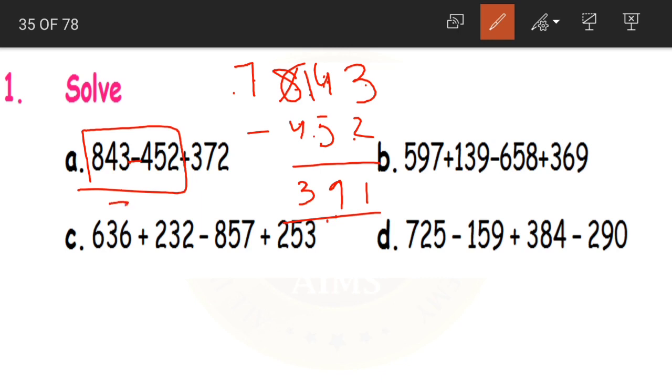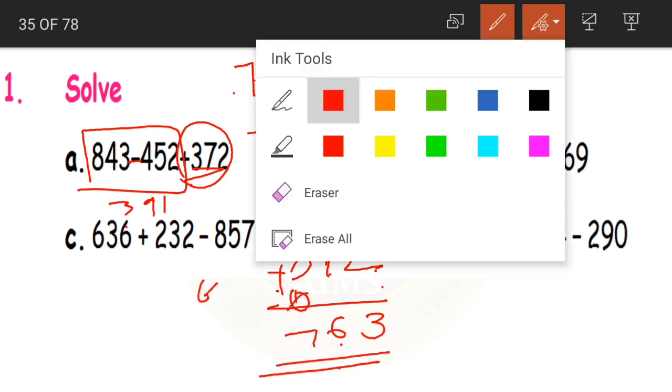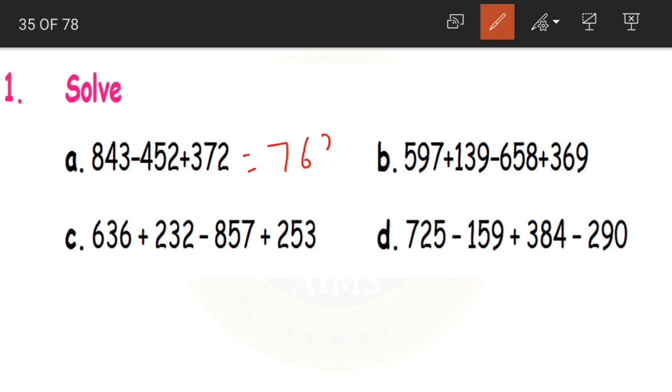What did we get children? For this we got 391. Now what to do? Then we need to add. What do we add? 372. Yes, 391 plus 372. 1 plus 2, 3. 9 plus 7, 16. 1 carried, 6 here. 3 plus 3, 6. 6 plus 1, 7. What is our final answer children? 763. How did we get this? First we subtracted the first two numbers, and then to the difference we added 372. Clear? Moving on to question number B.